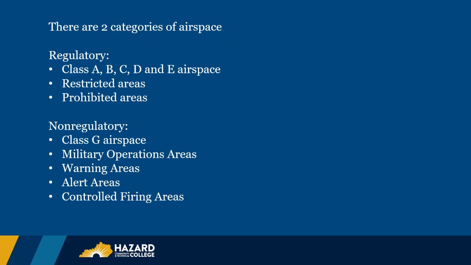There are two categories of airspace, regulatory and non-regulatory. Regulatory includes Class A, B, C, D, and E airspace, restricted areas, and prohibited areas. Non-regulatory includes Class G airspace, military operation areas, warning areas, alert areas, and controlled firing areas.